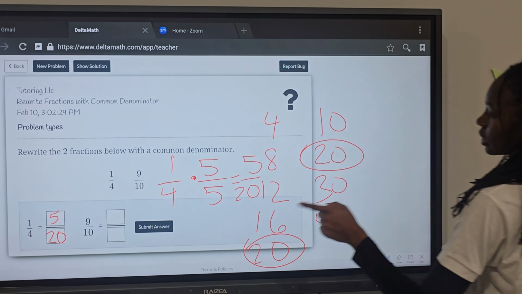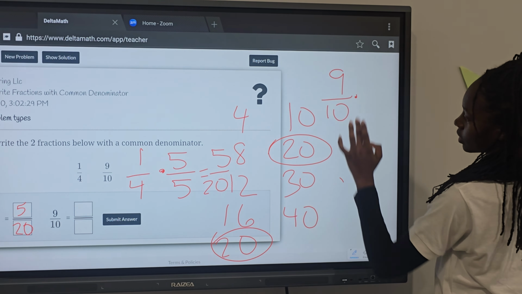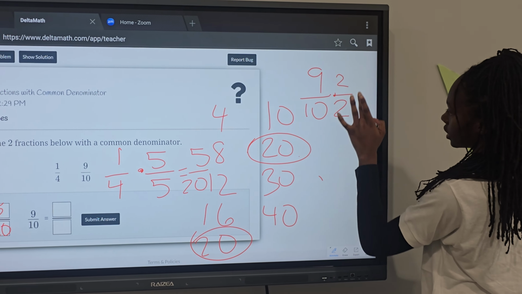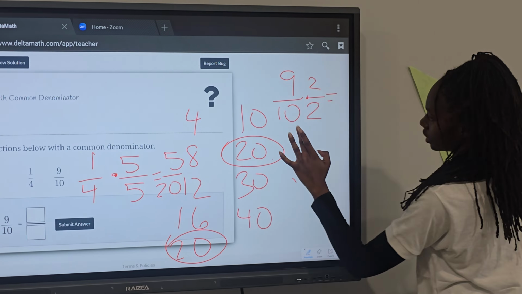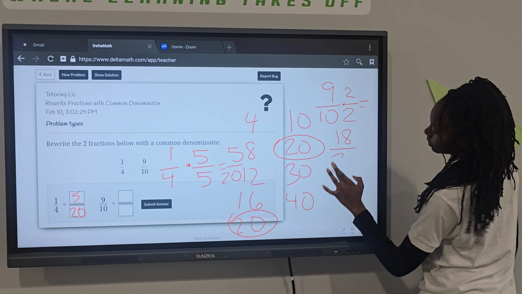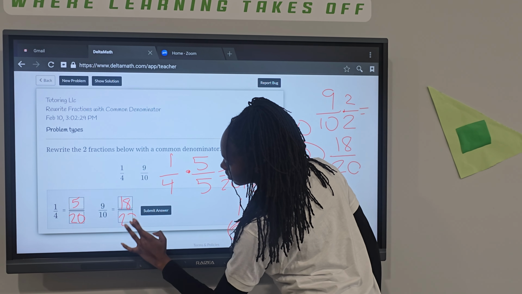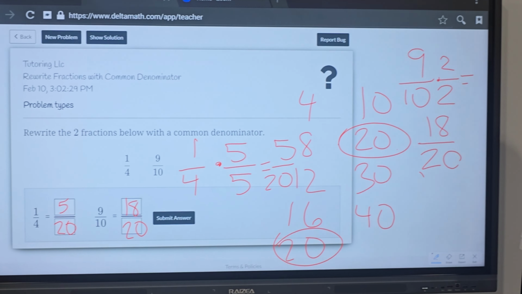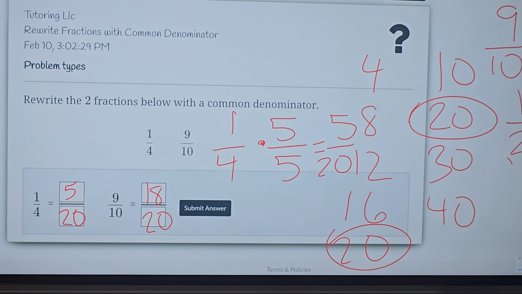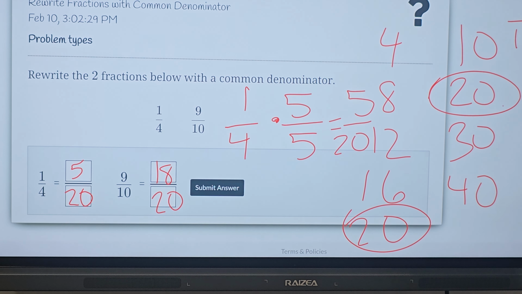And then let's do the same for 9 over 10. To get from 10 to 20, we multiply by 2, both numerator and denominator. 9 times 2 is 18, and 10 times 2 is 20, and there we have it. Now the fractions have been written with a common denominator.